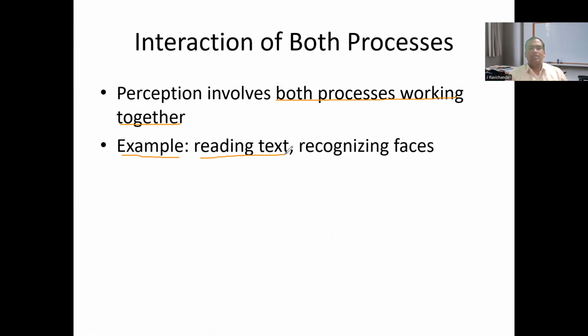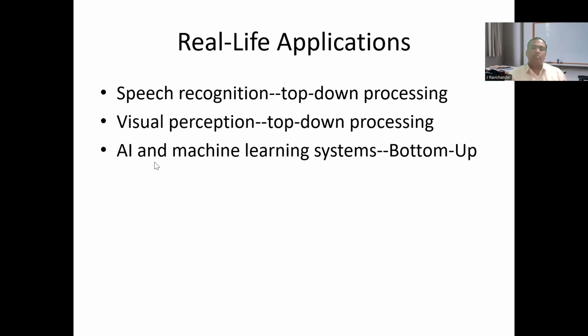For example, reading the text. When we are reading the text, what will happen? First we see, then we have to understand. Sometimes our brain will work, then we can understand the things. Recognizing faces, sometimes the brain will work, sometimes your sensors will work. So both are working together. That is top-down and bottom-up process.